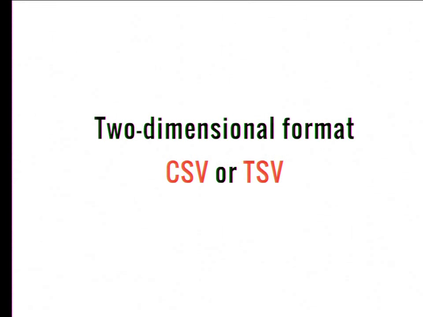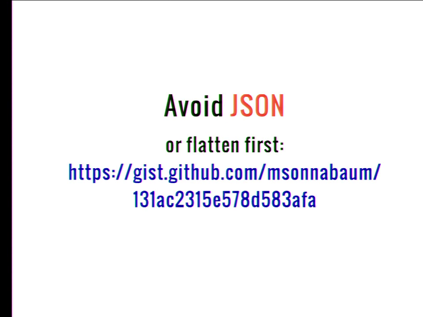And so reading data in, you want to get your data into a two-dimensional format. CSV or TSV works really well. I would avoid JSON because JSON is infinitely nested, and there's a bunch of different libraries in R to read JSON, but you end up with a pretty unwieldy object when you get done. You always have to flatten it.